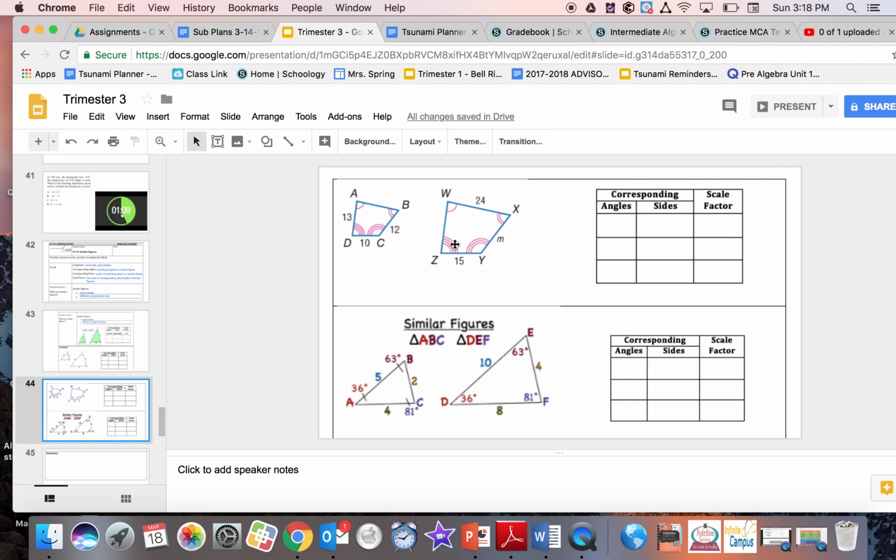To get you started on this quadrilateral, it doesn't matter where you start. I'm going to start with corresponding angles, and I'm going to start with angle A. That has one arc, so I'm looking for the other angle on the shape over here that also has one arc. Corresponding angles are angle A and W.